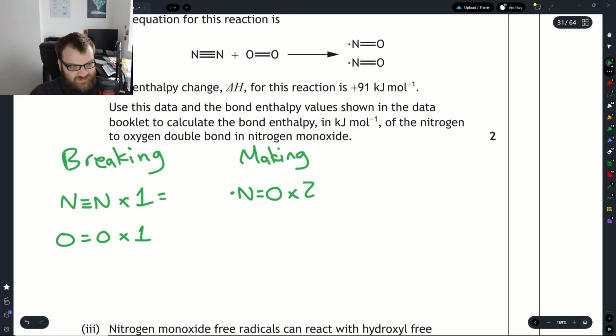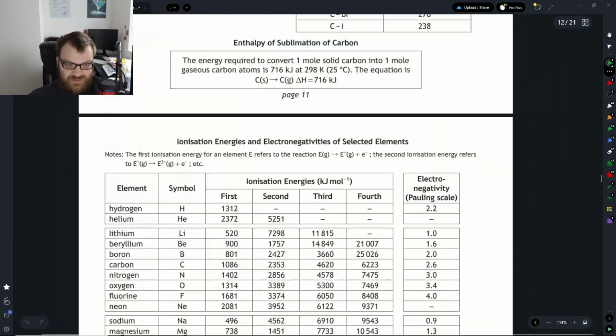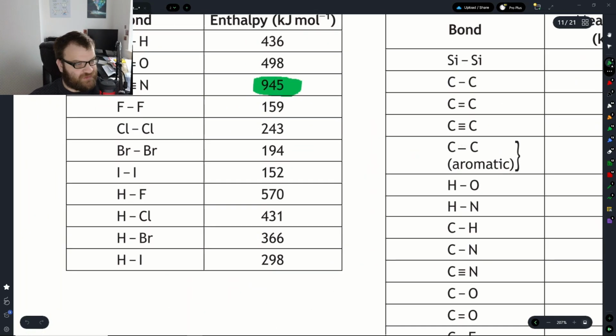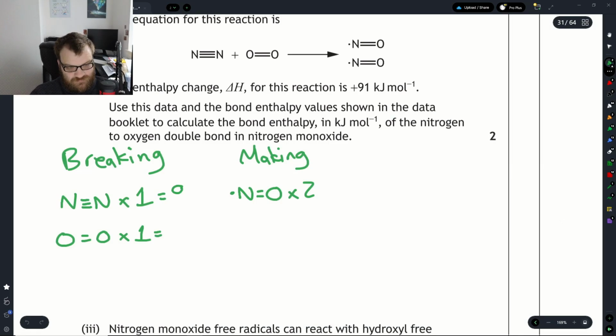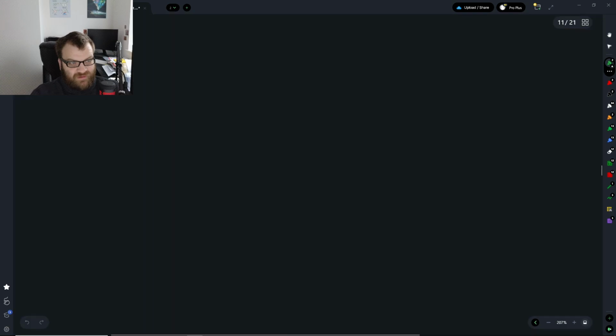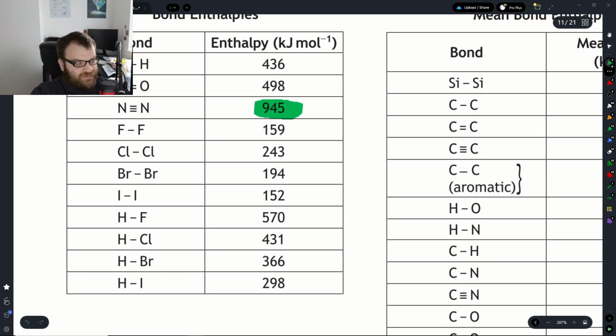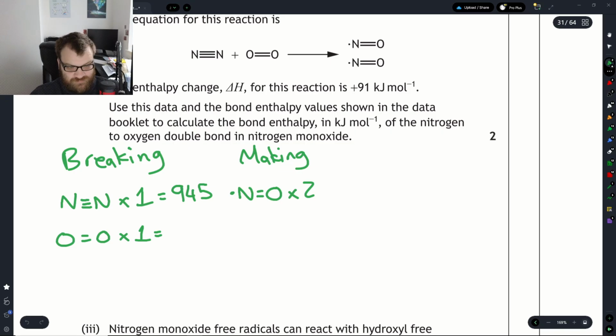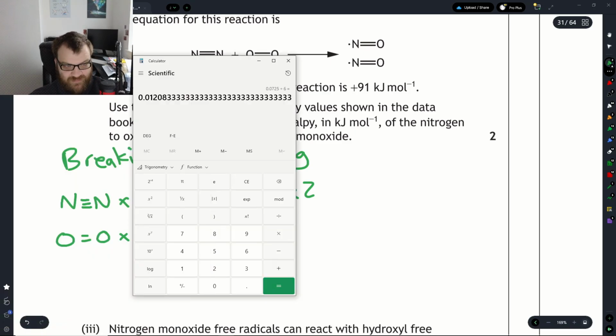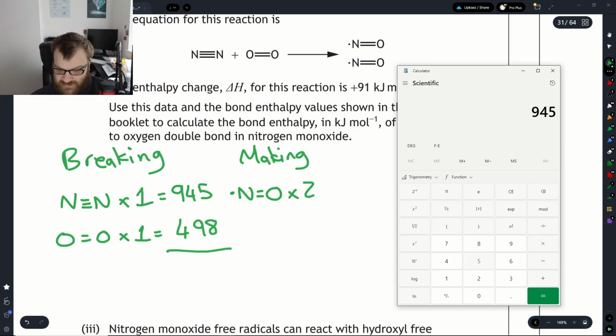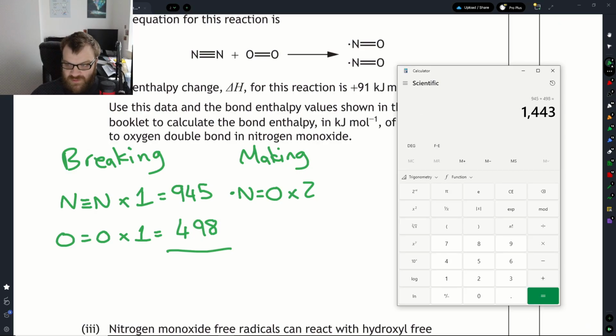We'll be able to find the first 2 in the data booklet. Nitrogen triple bond, hunt for it. Oh, we used it earlier. So it's 945. Pop that in. Oxygen double bond, just above it, 498. What I would then do is I would total that up, so I get my total energy for breaking the bonds. 1443.